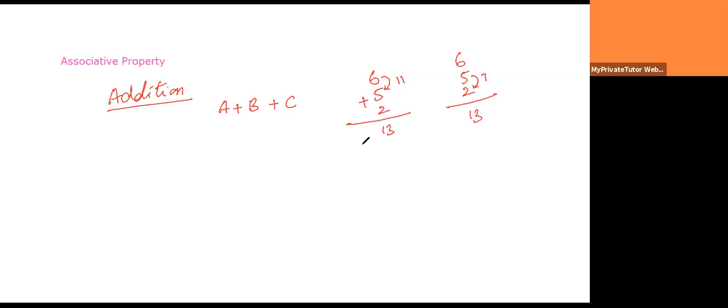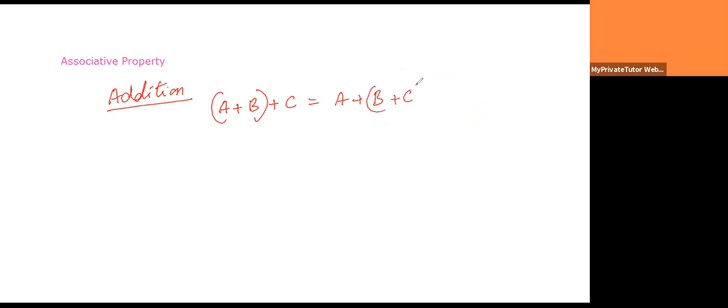So similarly, this associative property says that if you can add in this way or else b plus c. So that's the only thing. So still we ended up getting the same answer, obviously.